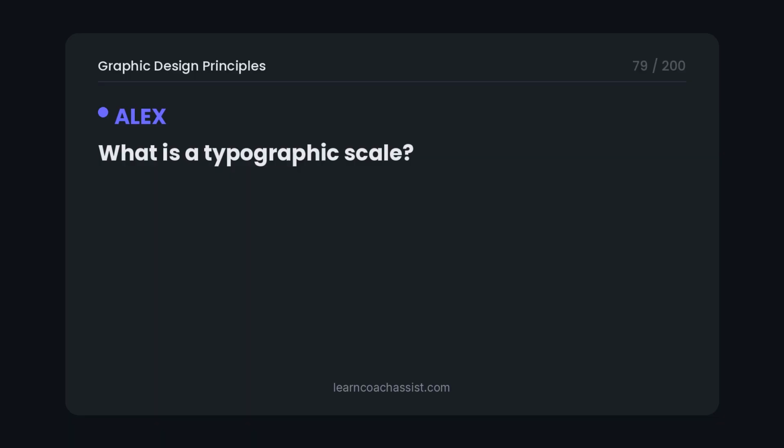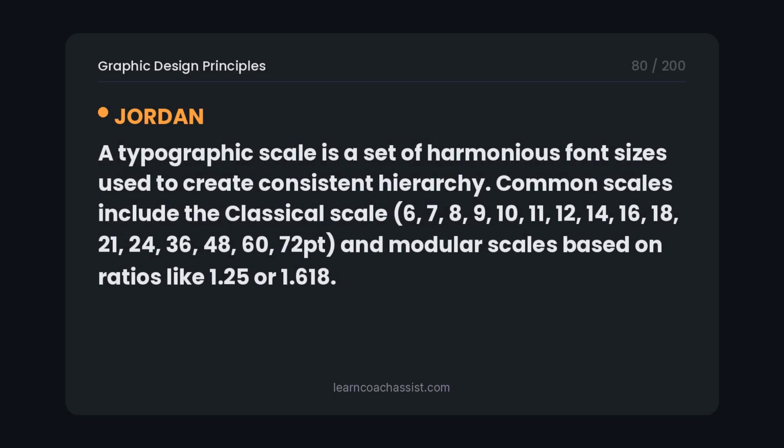What is a typographic scale? A typographic scale is a set of harmonious font sizes used to create consistent hierarchy. Common scales include the classical scale 6, 7, 8, 9, 10, 11, 12, 14, 16, 18, 21, 24, 36, 48, 60, 72 points, and modular scales based on ratios like 1.25 or 1.618.